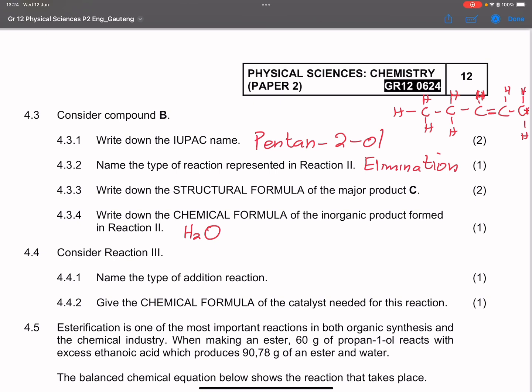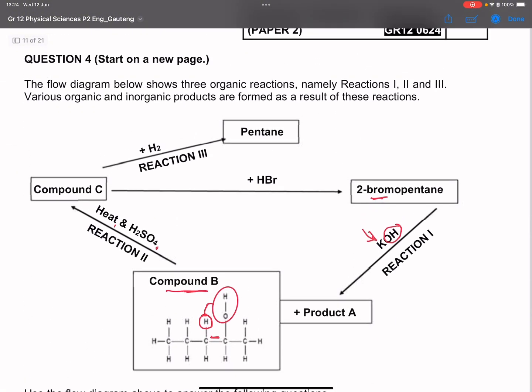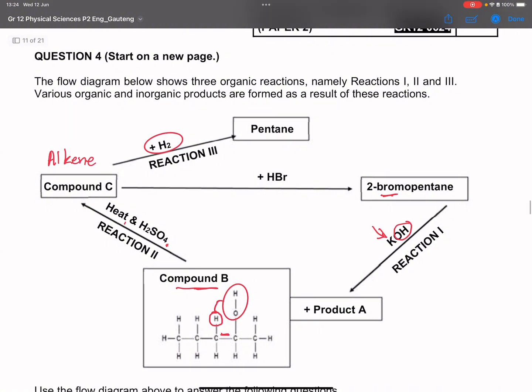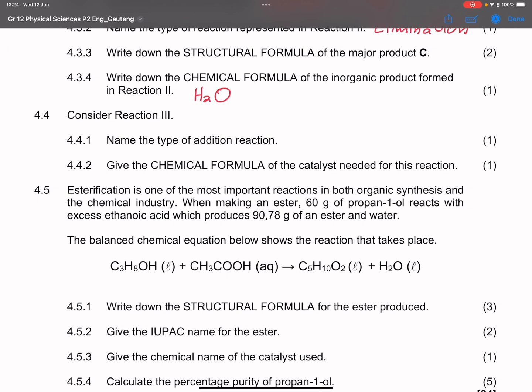In reaction 3, let's have a look at what it looks like. So we're going to take that alkene that we have there, right? And remember, we said that alkene is 2-pentanol, and we are reacting it with hydrogen, right? That's hydrogenation. And of course, we're going to form an alkane, being pentane in that case. So we're going to break that pi bond over there and form pentane. Firstly, they say, name the type of addition reaction. So we are reacting with hydrogen, so this is going to be hydrogenation. Okay, so that's the type of addition reaction that we have there.